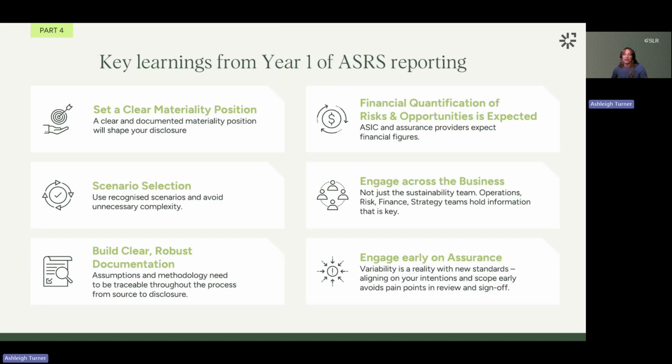And then it's also worth understanding that ASRS materiality has specific considerations. So you're assessing what's material to primary users of your financial statements and what could reasonably be expected to affect your financial position and performance. So getting clarity on this early really sets that tone.